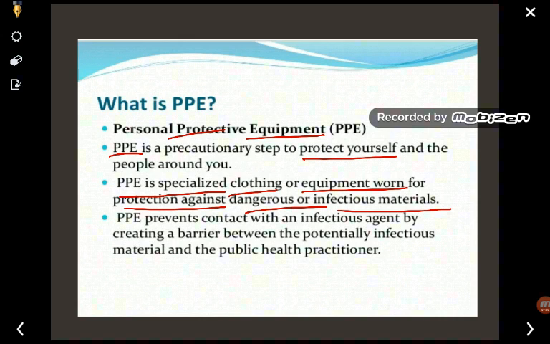Next, PPE prevents contact with the infectious agent by creating a barrier. It creates a barrier between the potentially infectious material and the public health practitioner. That is PPE. So this is exactly the meaning of PPE, personal protective equipment, equipment worn by a person in order to save itself from injury.